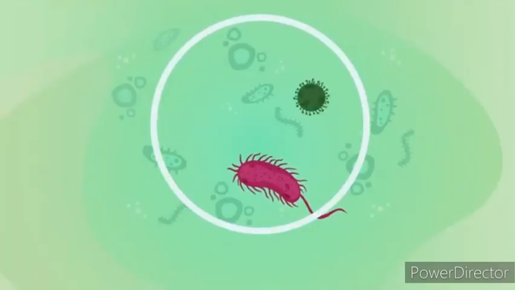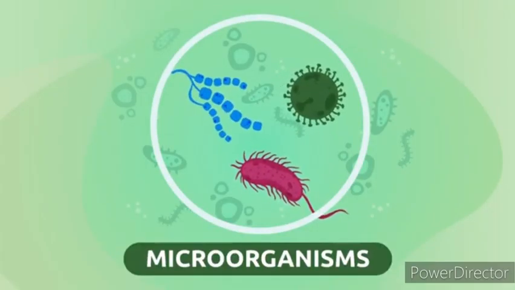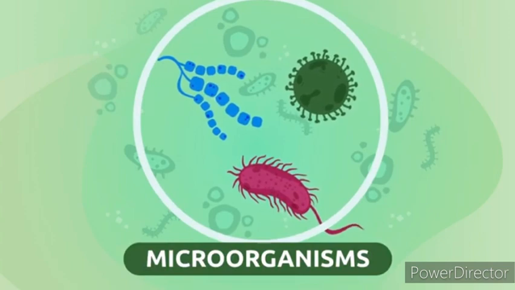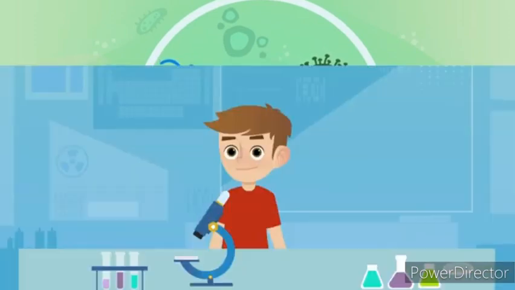Disease occurs when the cells in your body are affected negatively by infection and signs and symptoms of an illness appear. Do you know what microorganisms are and how many types of them are there? Let's learn everything about them!